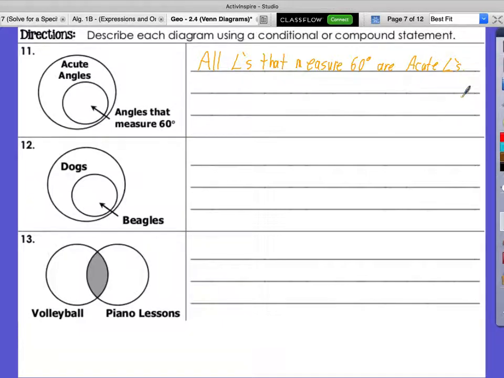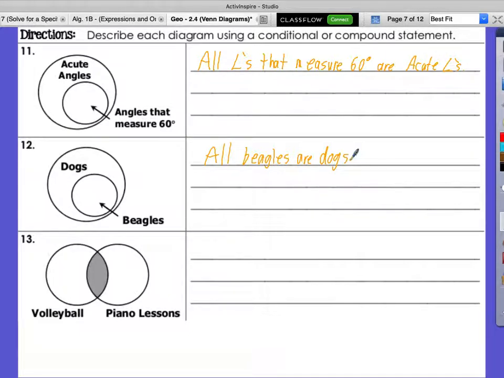Okay. Can I get a volunteer for number 12? This is due on Friday. All beagles are dogs. Perfect.